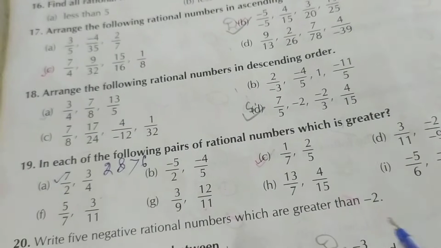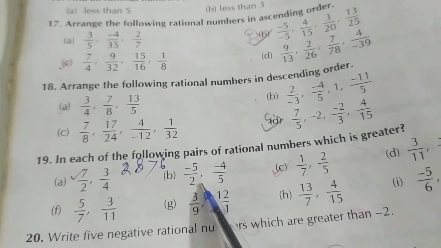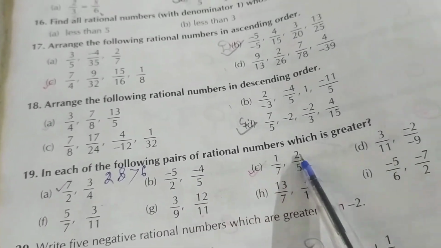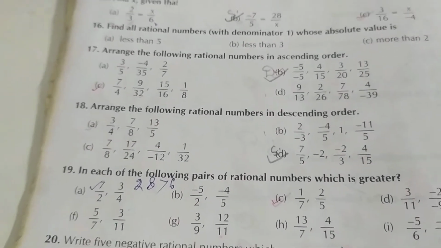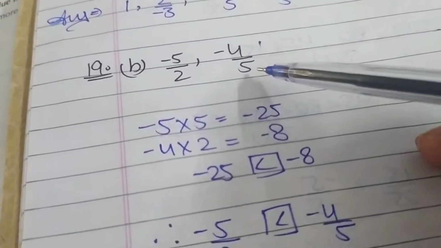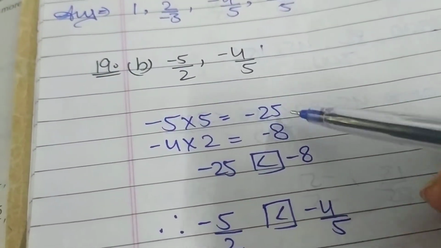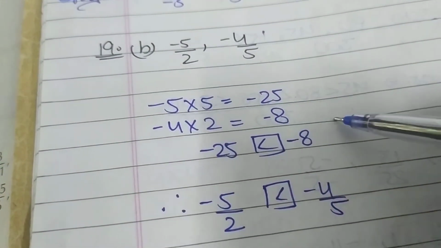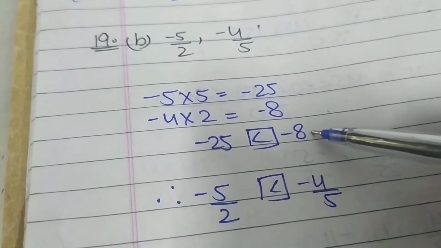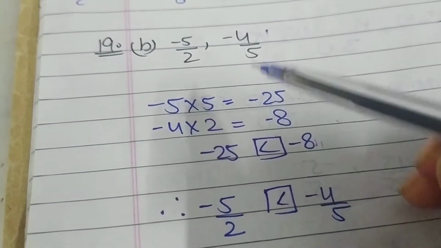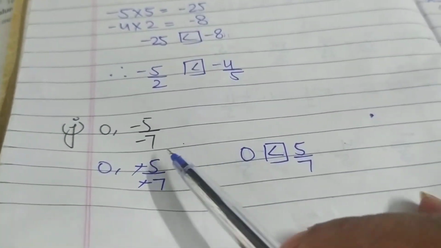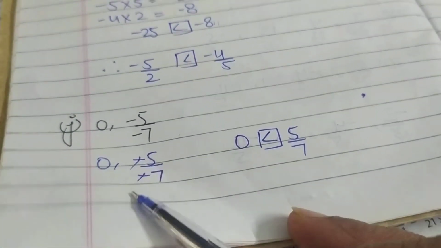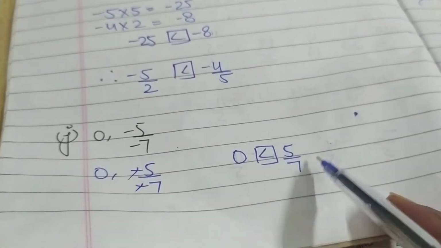Question 19, B part. In each of the following pairs of rational numbers, which is greater? Again we will do it by the cross multiplication method. See the B part. Minus 5 into 5, minus 25, minus 4 into 2, minus 8. Which is greater? Minus 8. So this is greater. One more part. Whenever we are comparing with 0, minus minus cancel out. A positive fraction is always greater than 0.